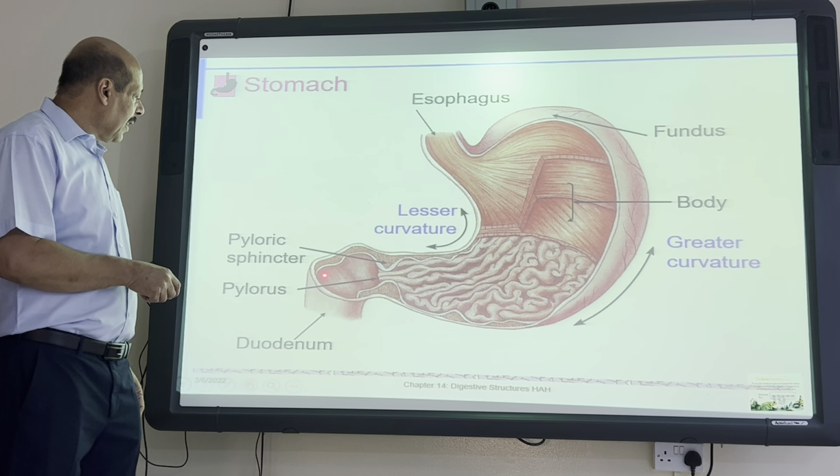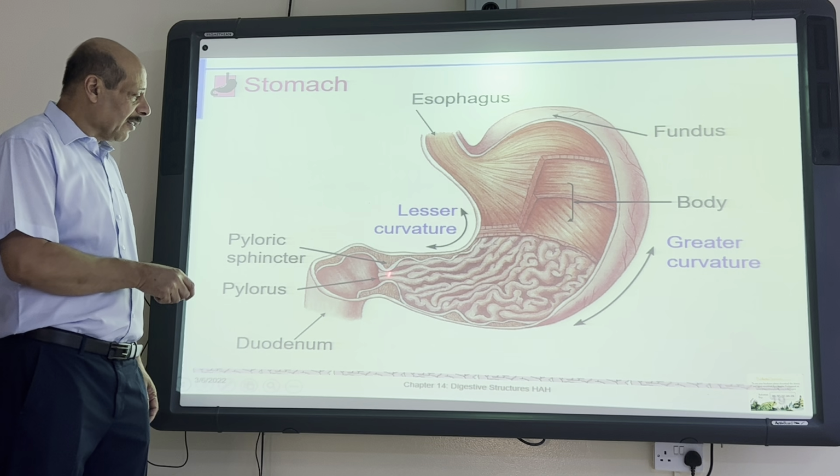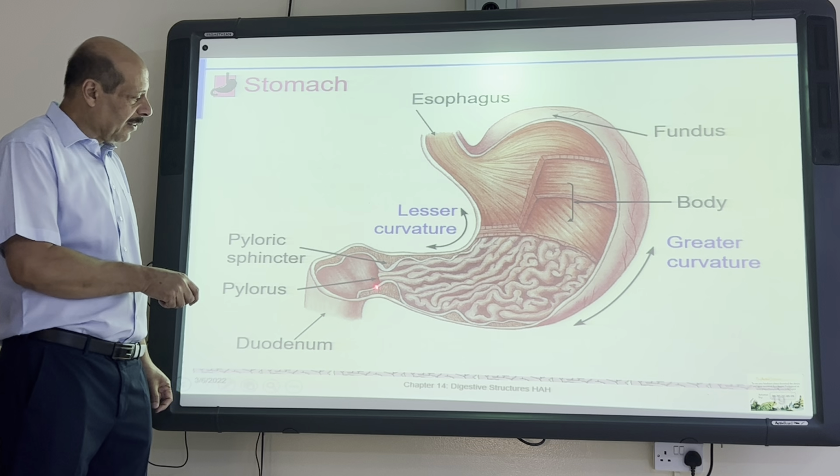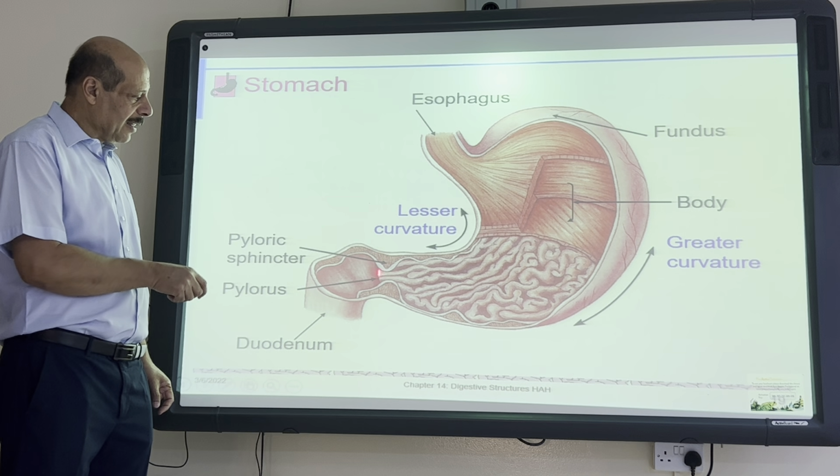So this is the pyloric sphincter. This is a strong muscle here, the pyloric sphincter. See the muscle here?